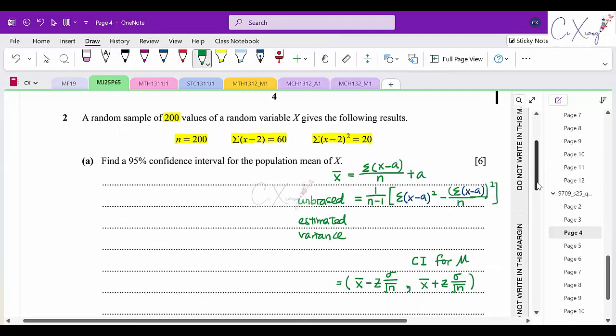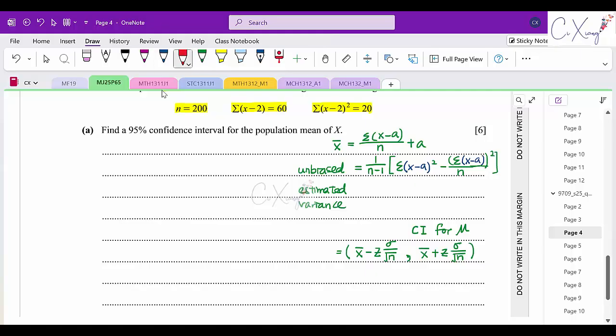Okay, then now let us start the calculation part. First, I want to calculate the sample mean. To get the sample mean, you have 60 divided by 200, then plus a. A is 2 in this case. Alright, then we have 2.3. That's my mean.